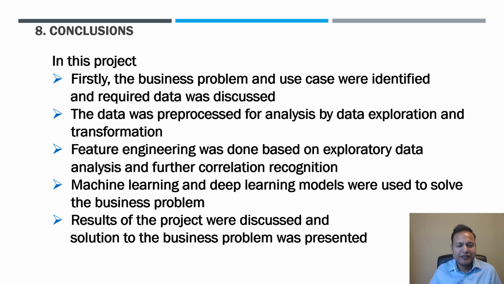Now I will just sum up everything that was accomplished in this project. Firstly, the business problem and the use case were identified and the required data was discussed. And then the data was pre-processed for analysis by data exploration and transformation. And then for feature engineering, exploratory data analysis and correlation recognition were used. Then machine learning and deep learning models were used to solve the business problem. And then the results of the project were discussed and a solution to the business problem was presented in the first part of the presentation.